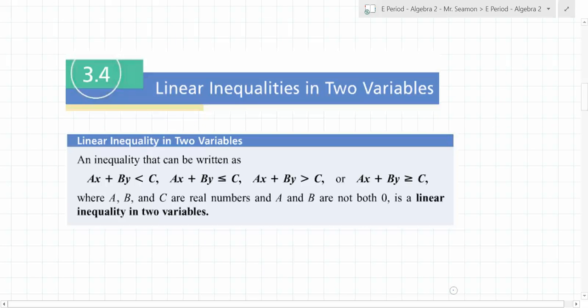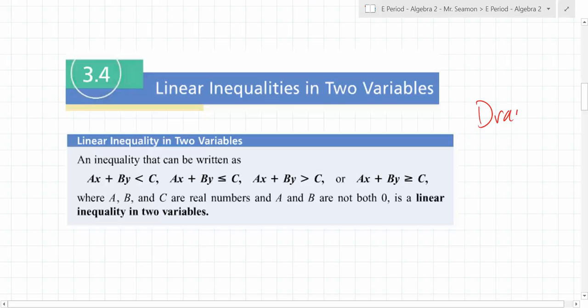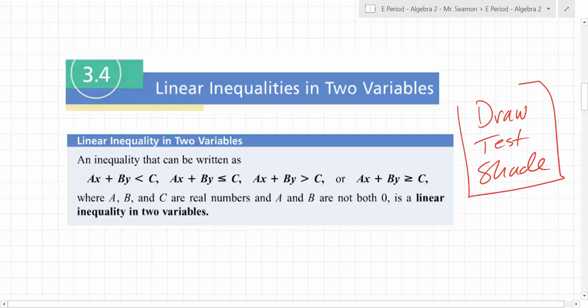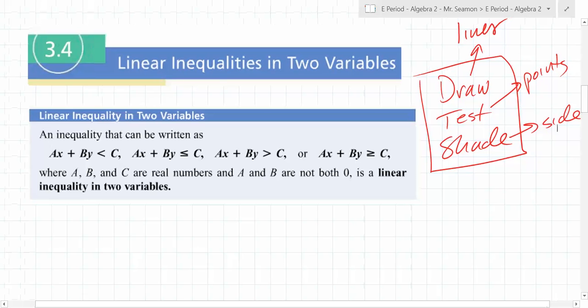With this section, you're going to really just do 3 things. You're going to draw, then you're going to test, and then you're going to shade. What you're going to draw is something you've had some practice drawing before. You're going to draw lines, you're going to test points, and then you're going to shade a side. Those 3 words are really the key.